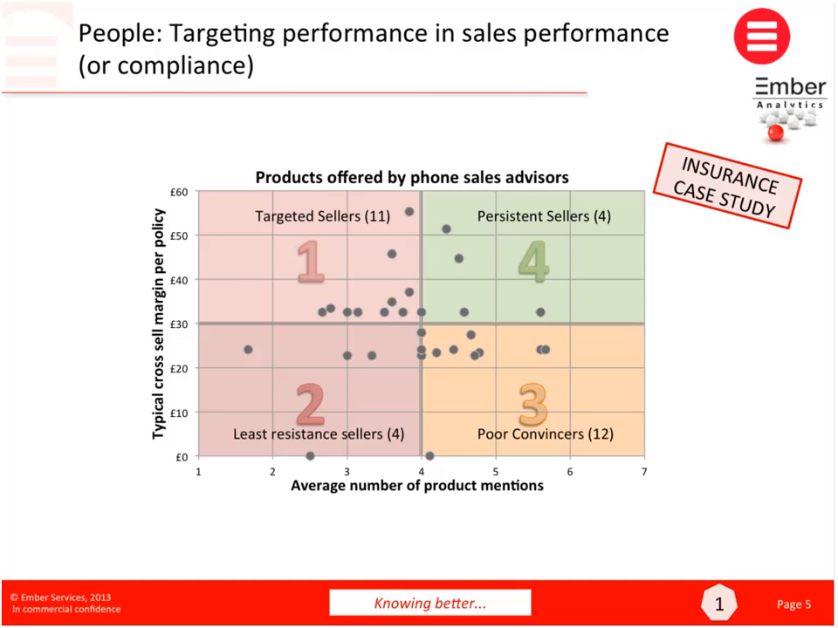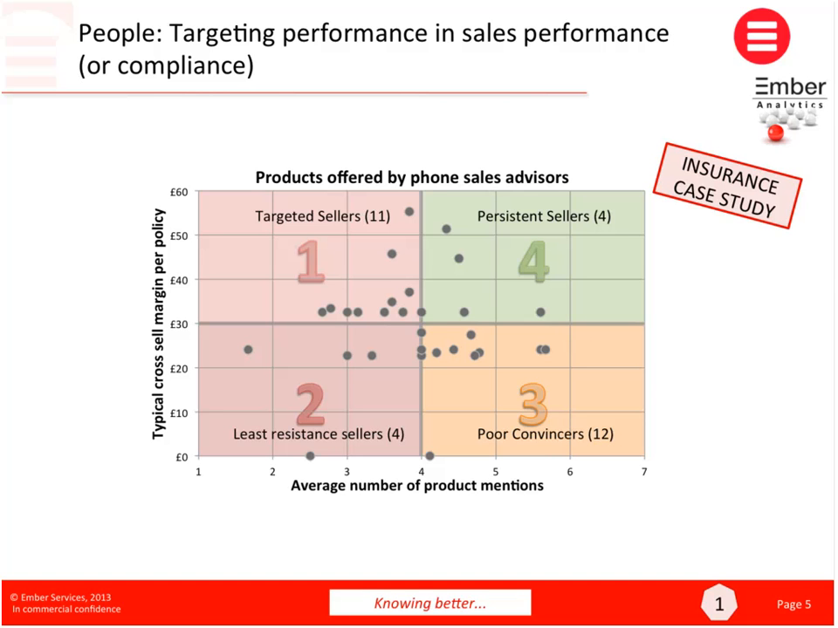And so we took a team, and each dot on this chart represents a member of that team, and we looked at their performance over a number of weeks in terms of the number of times they mentioned different products in calls. So this is the average number of mentions they made. And then we looked at their average cross-sell margin per policy. So bringing together the speech data with the performance data from the sales.